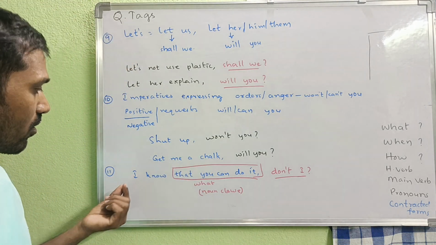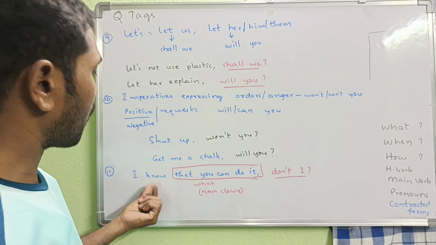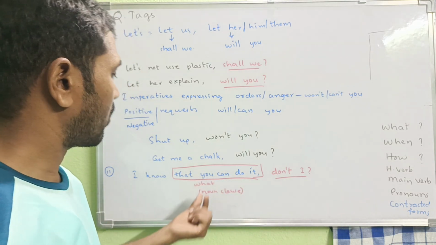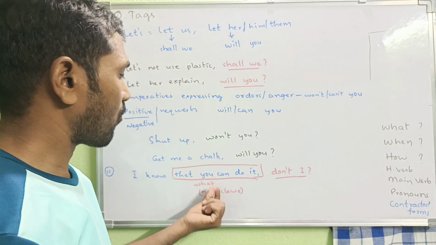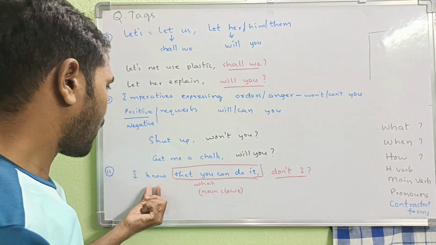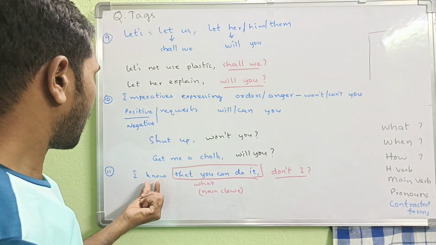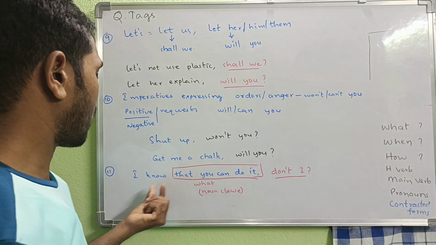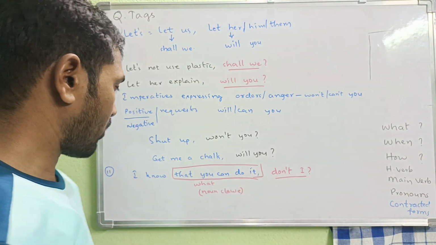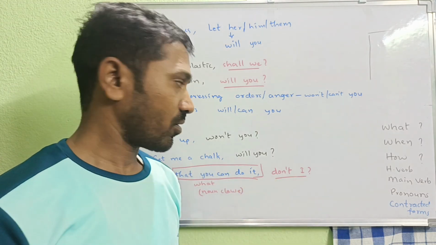One more different one: I know that you can do it. What I know is this part, giving the answer for the question what. That means it is a noun clause. You may think that here can is also a verb, but here it is not the main verb. This is just a noun clause, and this is the main verb. That is why know is given. So what do we have to use? Do is used here. Next, the statement is positive, so the tag is used negative.